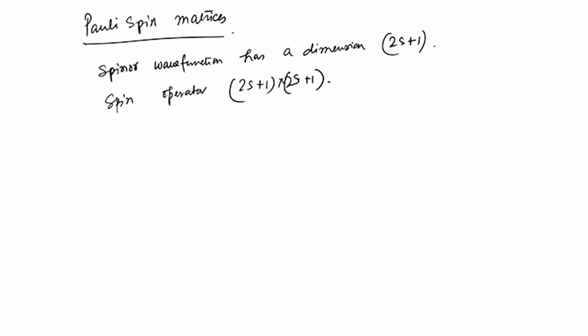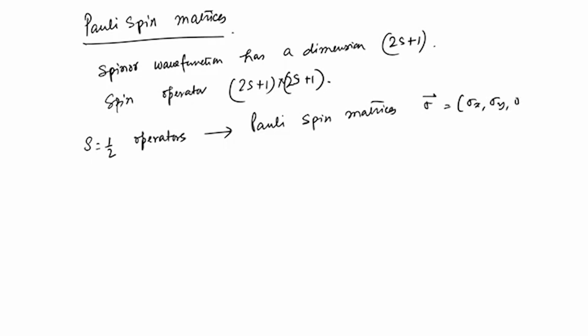For s equal to 1, we have a 3 component wave function, and we have a 3 cross 3 operator whose eigenvalues are going to be the eigenvalues for the spin operator, and the eigenfunctions are called the spinor eigenfunctions. What is important in this context is s equal to half, and these operators are known as Pauli spin matrices. They are in general denoted by sigma, which has 3 components: sigma x, sigma y and sigma z.